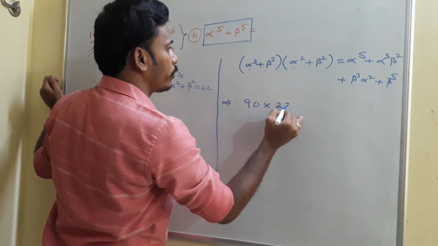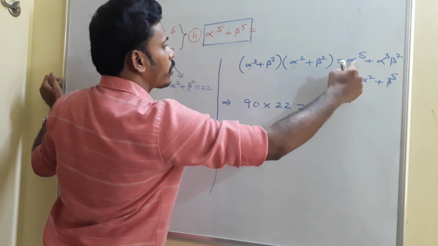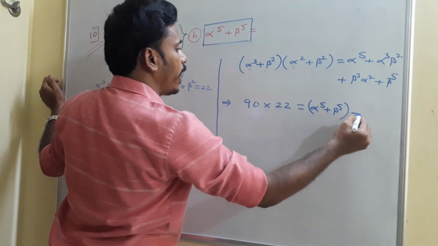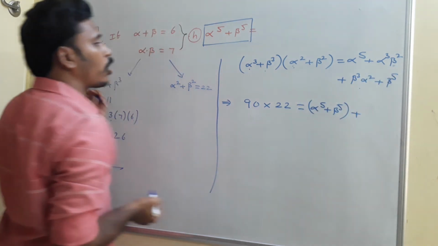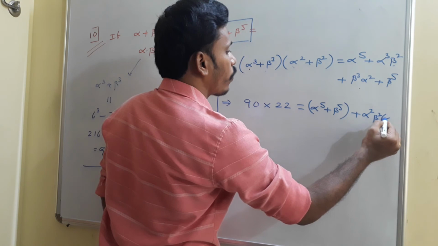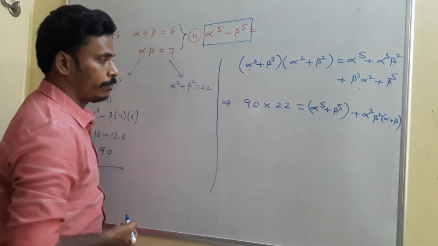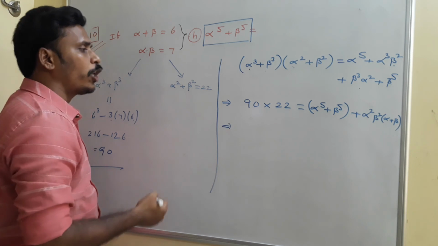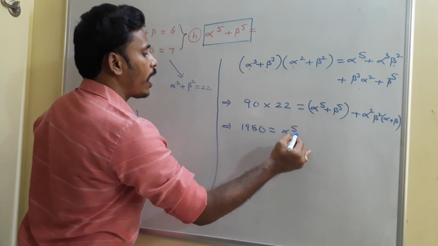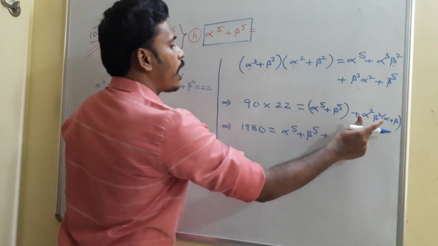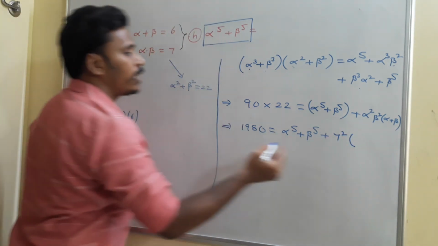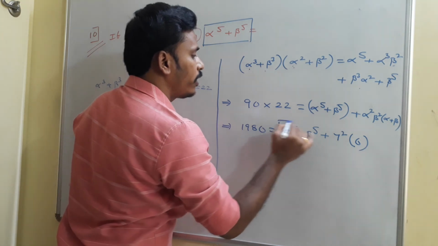This value is 22 is equal to, in these four terms, I need to find alpha power 5 plus beta power 5. So make it a group, plus alpha cube beta square and beta cube alpha square. From these two terms, you just common out alpha square beta square, alpha square beta square of alpha plus beta. So this implies 90 into 22, if you simplify, 9 2s is 18, 1980 is equal to alpha power 5 plus beta power 5 plus alpha square beta square, which is nothing but 7 square into alpha plus beta, which is 6. I need to find this value, okay?